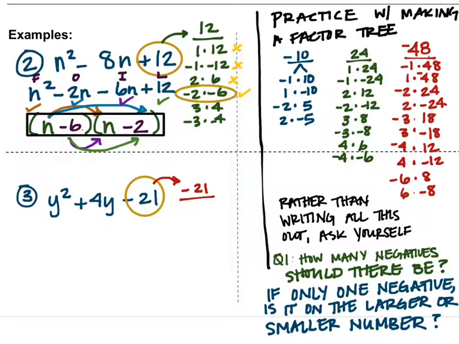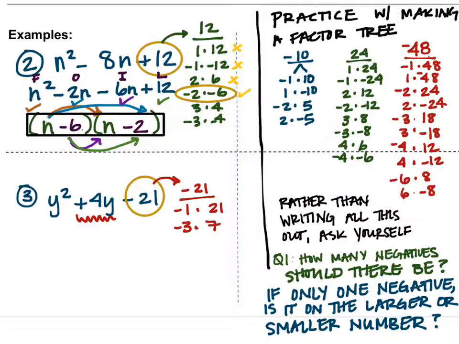And negative 21 can happen if I make it, first I'm going to ignore the negative. I'm going to say 1 times 21 and 3 times 7. Then I'm going to ask myself, how many negatives should I have? If I'm multiplying to get a negative, I only need 1. And I can recognize if I need to add to a positive number, then my negative needs to be the smaller number. So I'm going to place the negative in front of the 1 and a negative in front of the 3. And I've really shortened up my factor tree now.